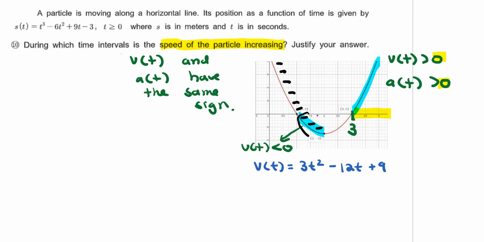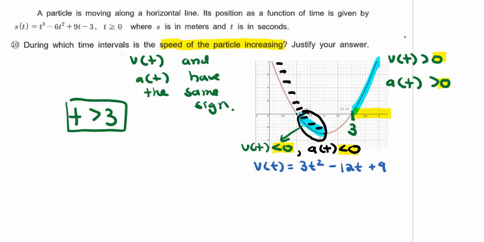So in this region right here, the slope is also negative, so we know that a of t is less than 0, right? So this is what we mean by same signs: less than 0, less than 0. So by looking at that time frame, I can say that v of t and a of t have the same sign when t is greater than 3. All right, that represents this answer over here. This happens when t is greater than 3.